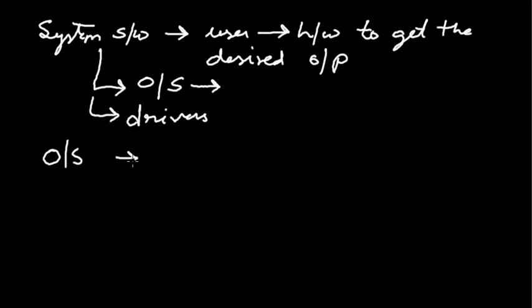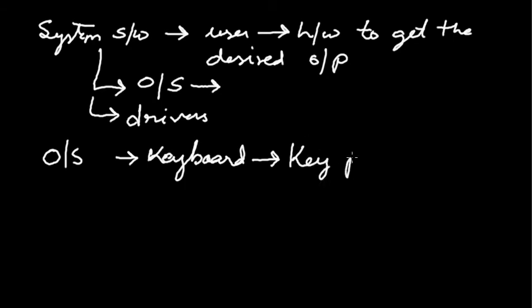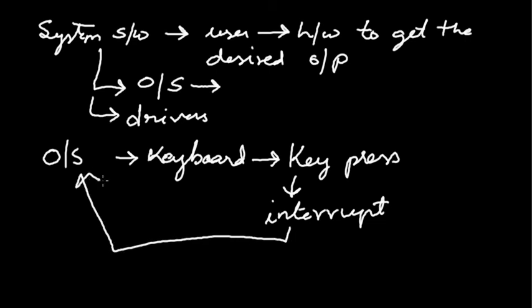The user types in a key, for example, on the keyboard. This keyboard key press activity generates an interrupt. Interrupt is basically an interruption to the electric signal. The operating system keeps on receiving a lot of electric signals continuously. When a key is pressed, an interrupt is generated. So basis the interrupt that is generated, the operating system analyzes the interrupt and gives the appropriate output.